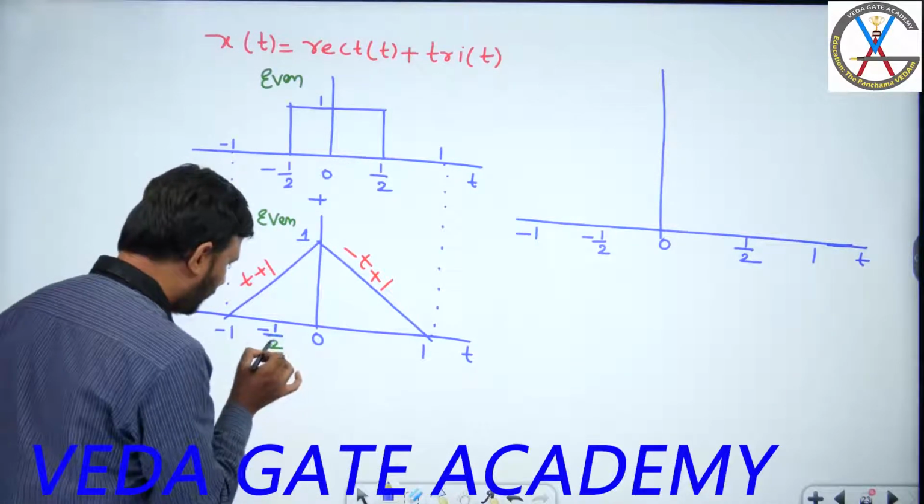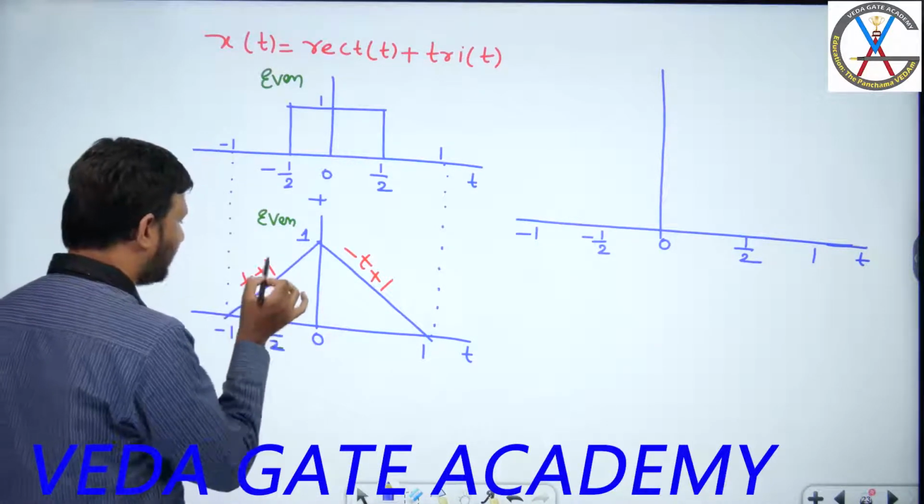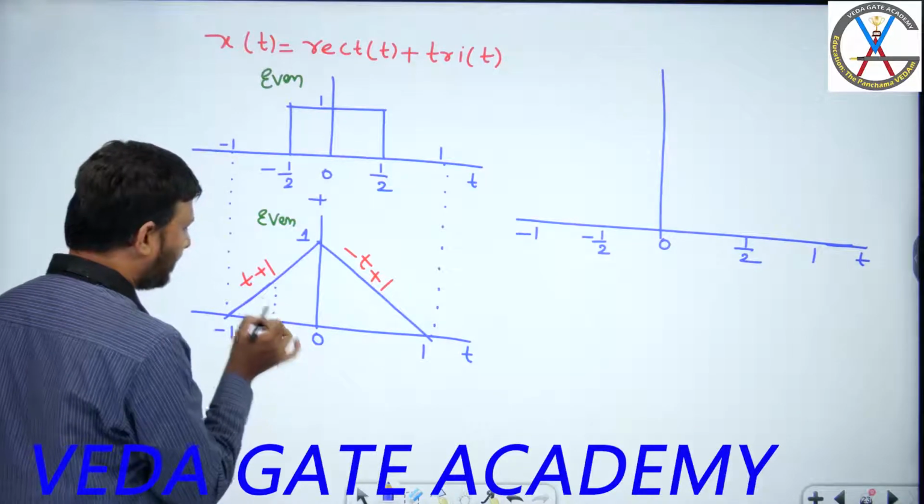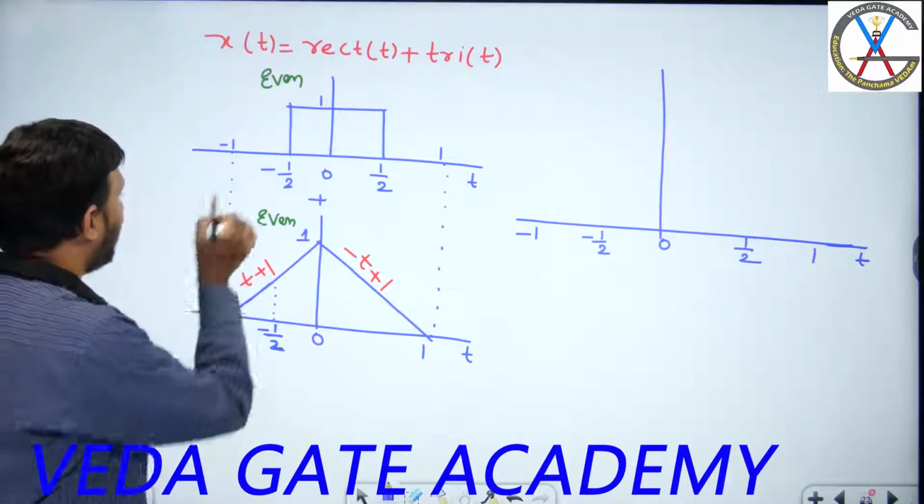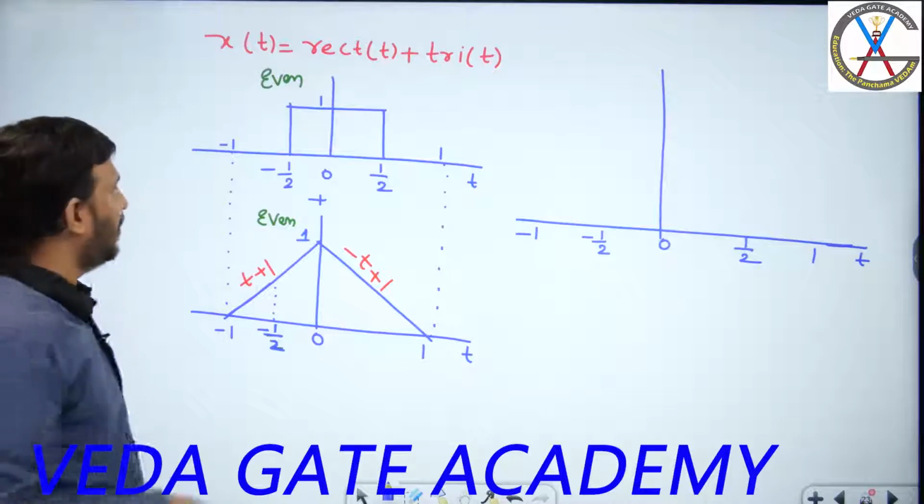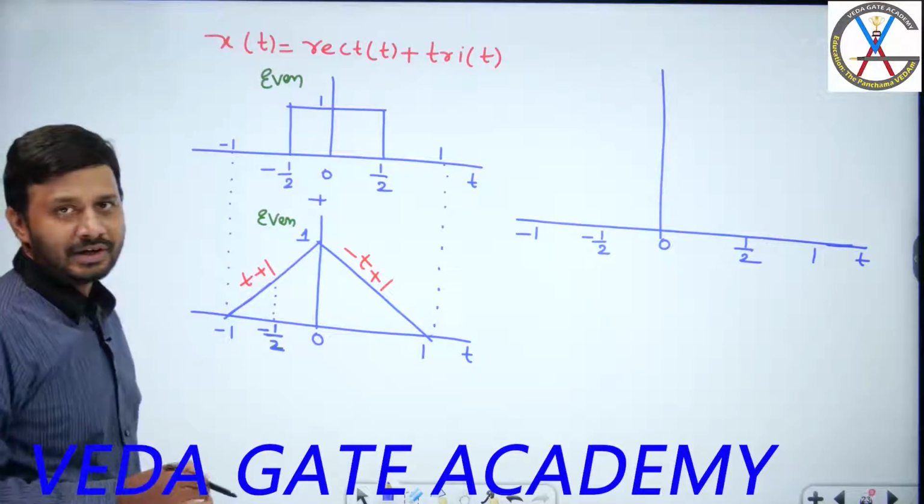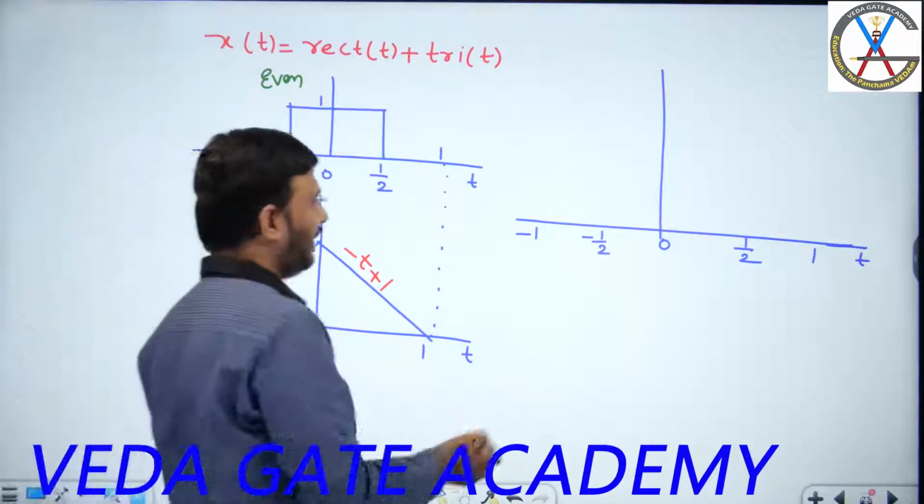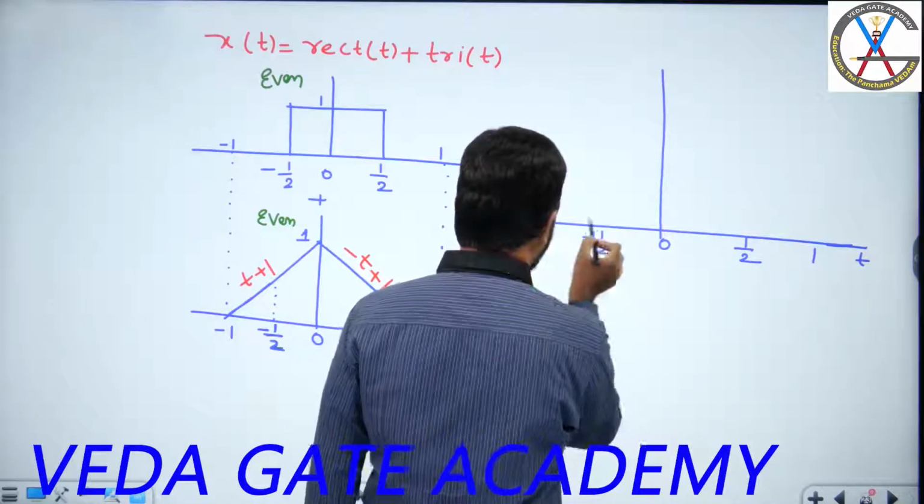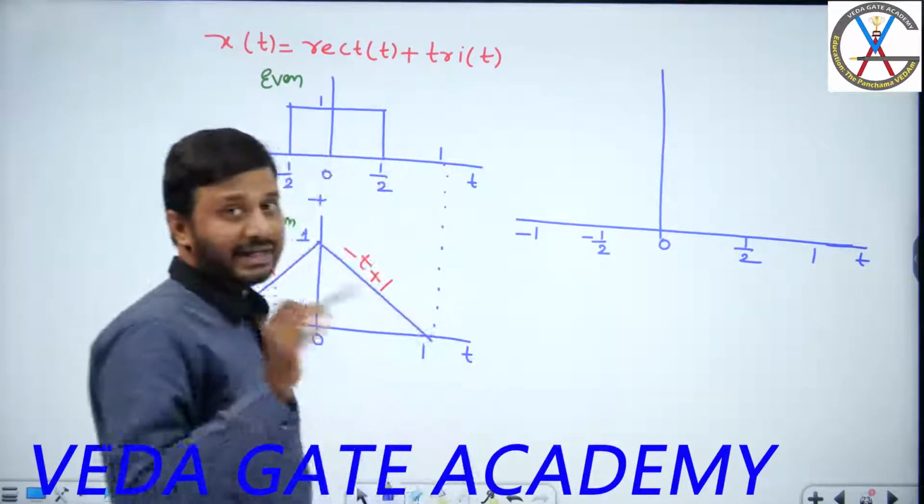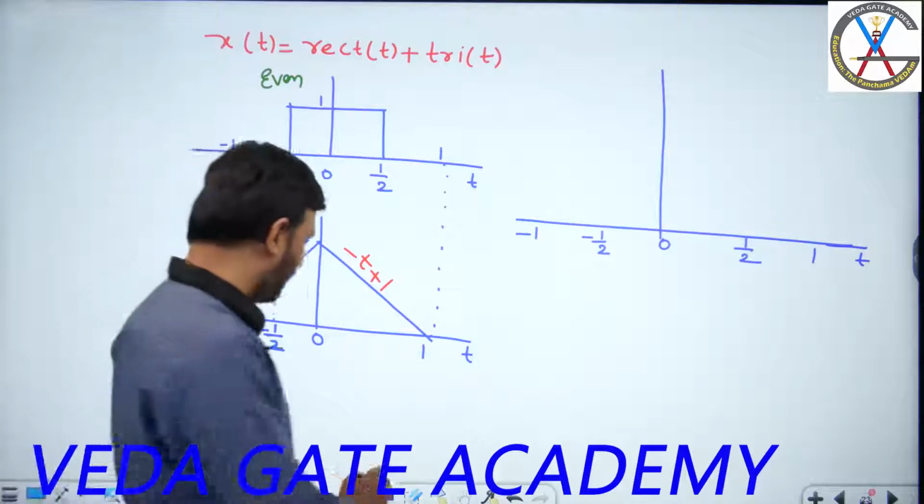From minus 1 to minus 1 by 2, what is the equation of this line? The equation of this line is t plus 1. What is the equation of this line? 0. So 0 plus t plus 1 is what? T plus 1. So in the resultant, from minus 1 to minus 1 by 2, we must get t plus 1.